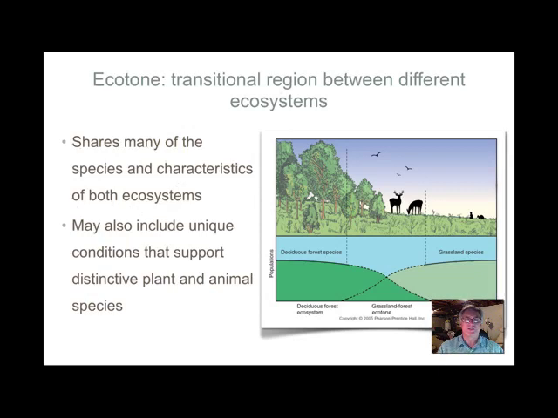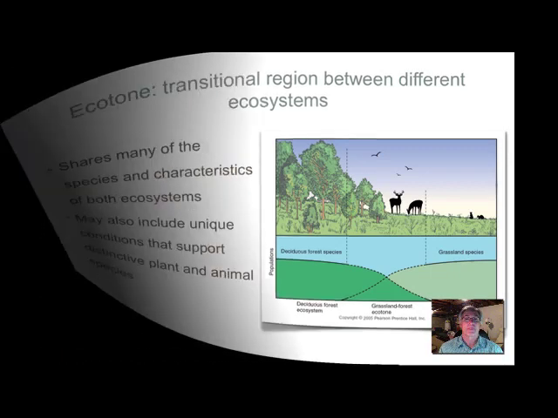But all ecosystems, and ecotones, have very unique conditions that support very distinctive types of life, whether it be plant life or animal life. So these ecotones play a crucial role in the health of ecosystems, because they provide that corridor, that opportunity for them to move around and to adapt to their particular surroundings.